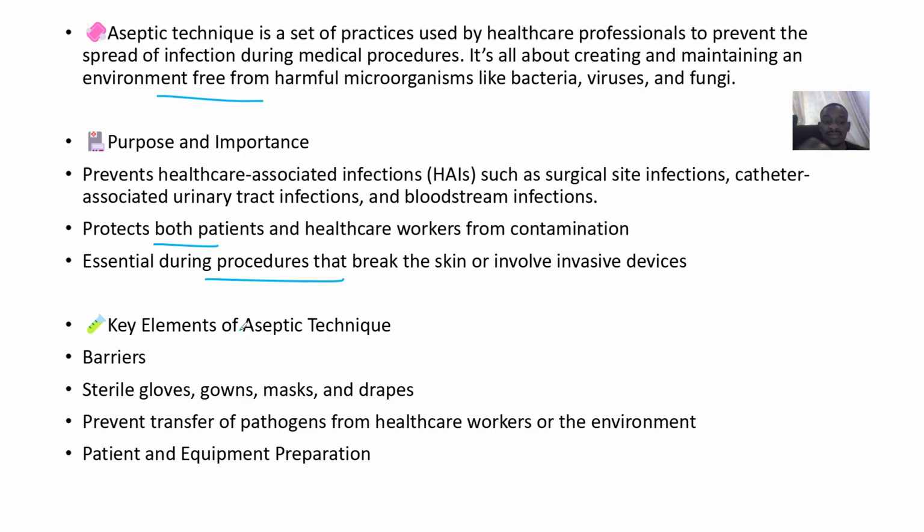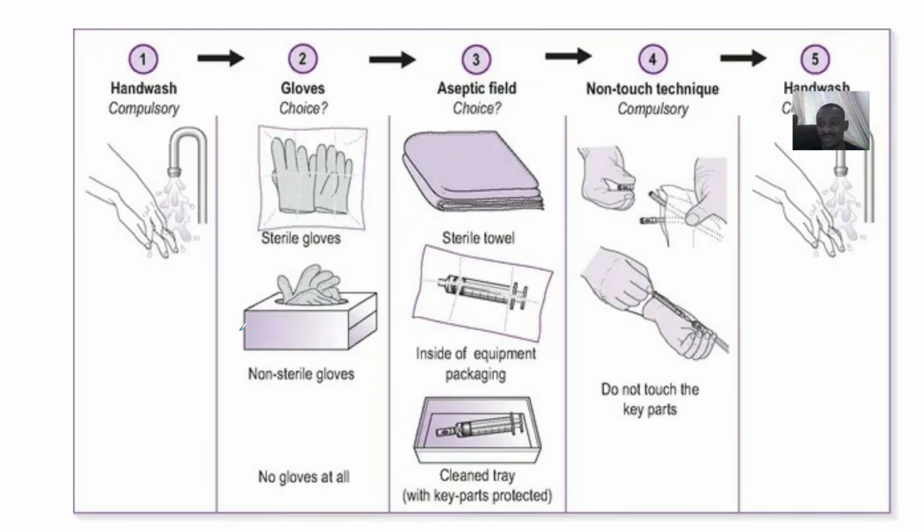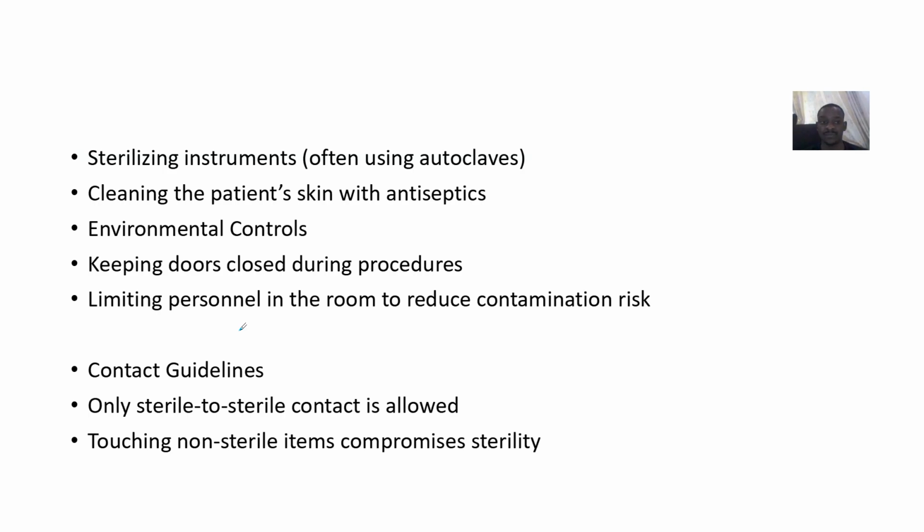So key elements of this aseptic technique are barriers: sterile gloves, gowns, masks, and drapes, which prevent transfer of pathogens from healthcare workers or the environment, as well as patient and equipment preparation. So these are different ways. They can sterilize the towels they use, sterilize the injections, sterilize the surgeon's gloves, wash your hands, and all of that, just to ensure that there's no spread of infections in the hospital.